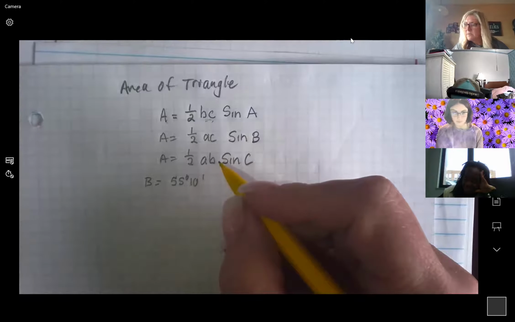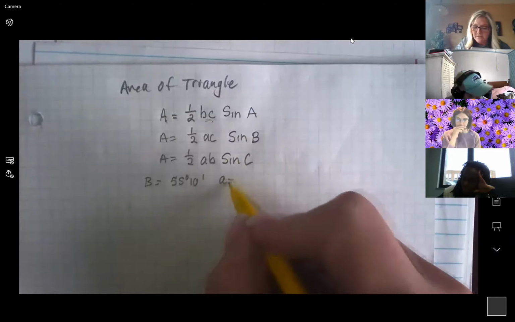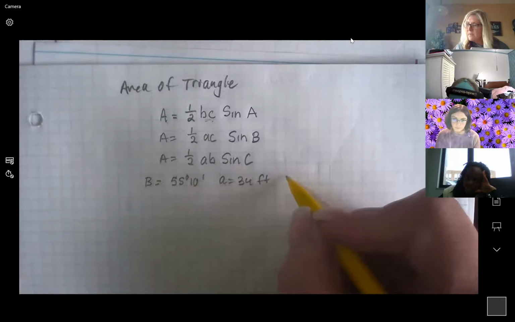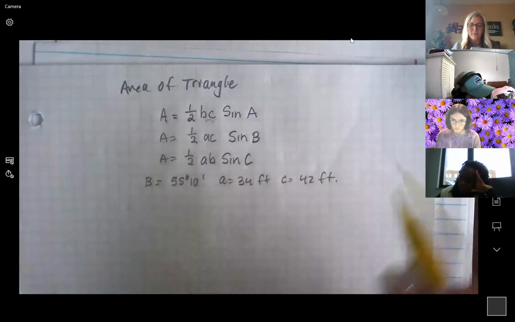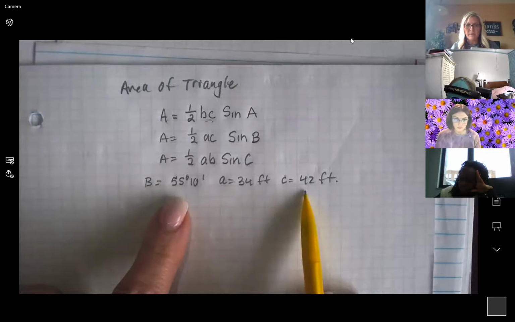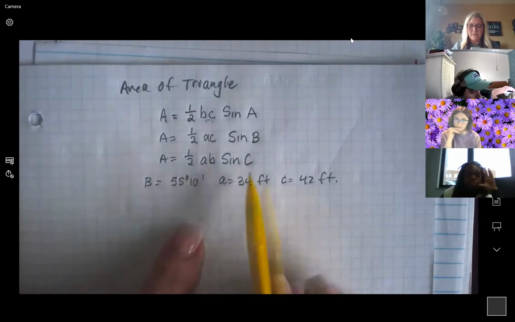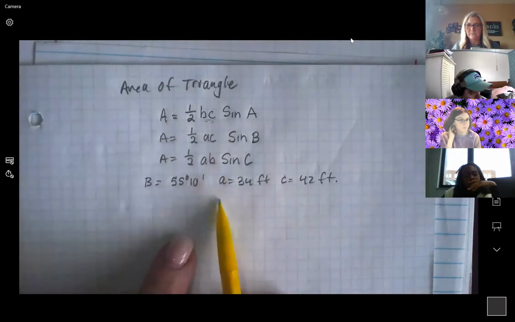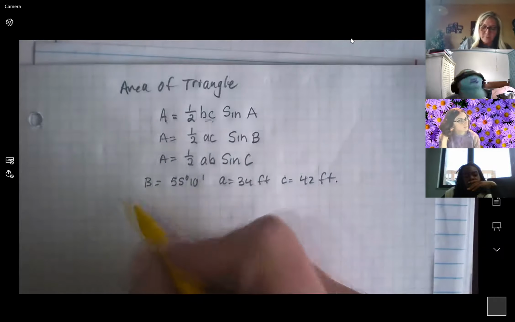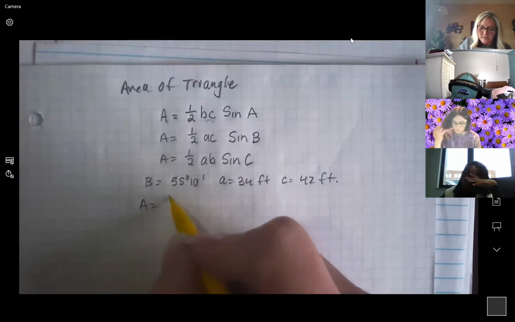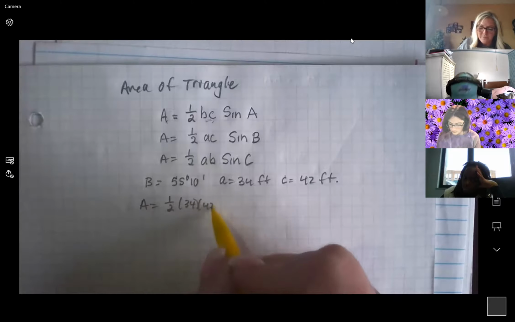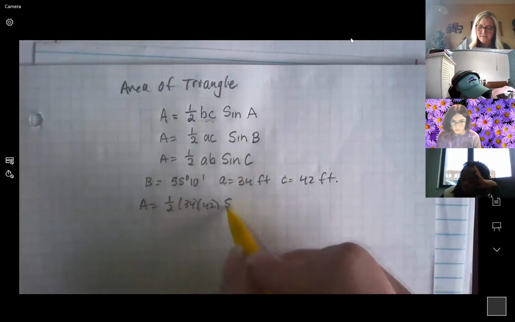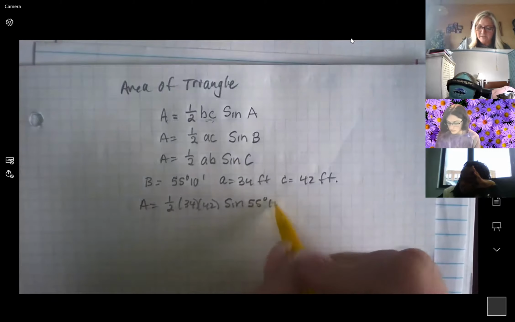A is 34 feet, and then C is 42 feet. If this is the information I'm given, that's how I know that I have these 2 sides. So let's put it into the area formula. Area equals 1/2 A times C, so 34 times 42, and then the sine of 55 degrees, 10 minutes.